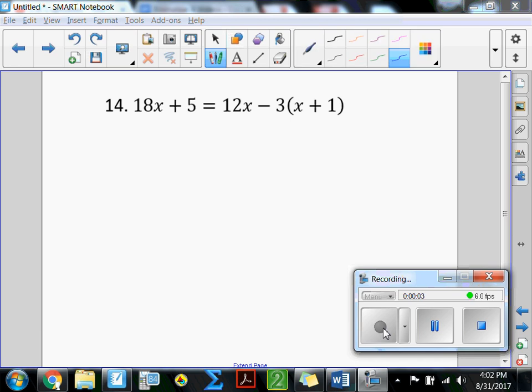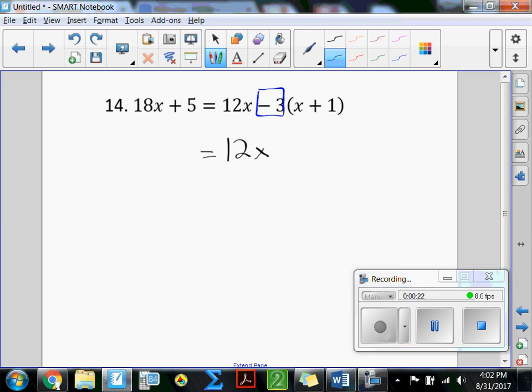Number 14 on formative A. I have one set of parentheses, so I'm going to try to deal with that. I need to remember that this subtract sign in the middle of the problem also acts as a negative, so that when I'm distributing, I'm really distributing a -3. To help with that, you might want to write down everything else in the equation first.